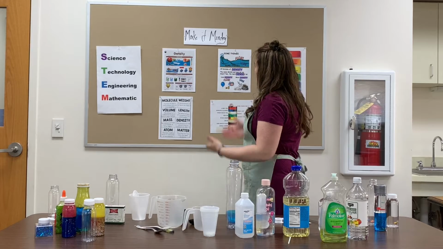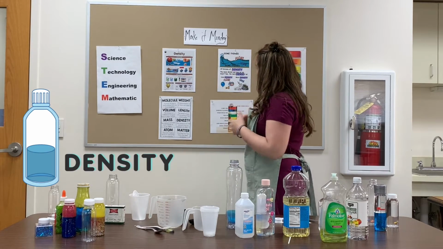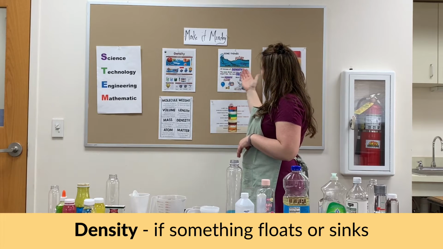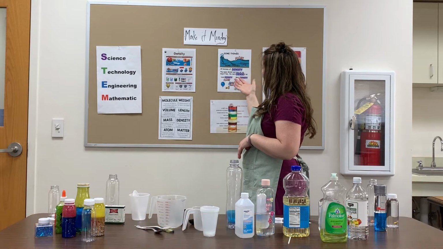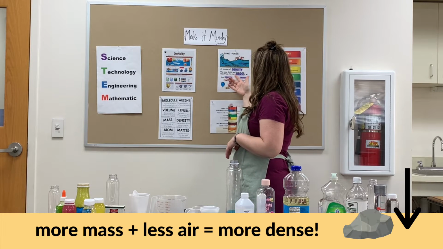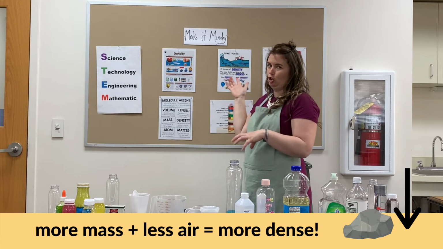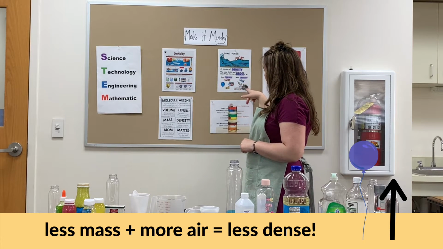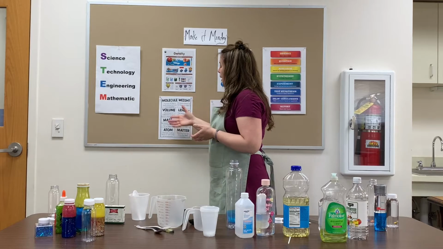We are doing density. Density: some things float, some things sink, all because of density. The more mass and less air an object has, the more dense it is, which means it'll sink. So less density, float. More density, sink.